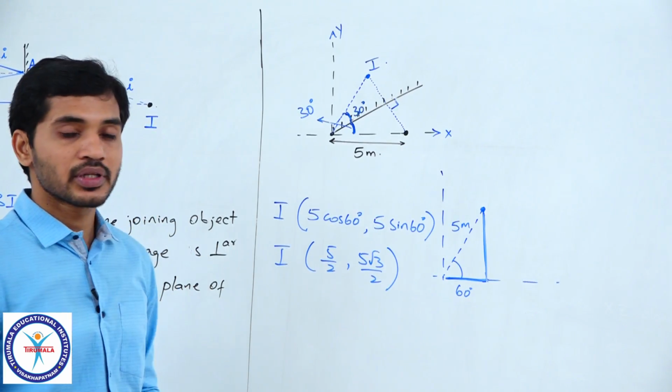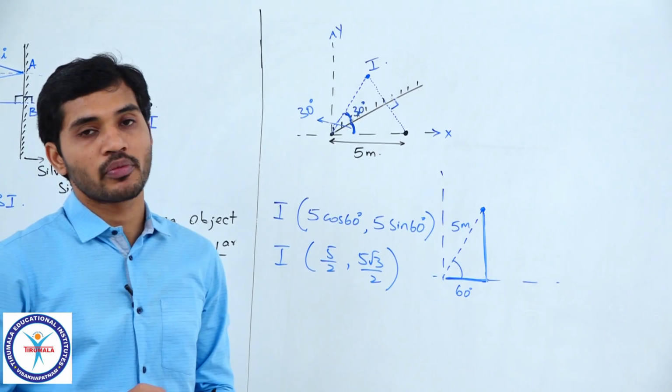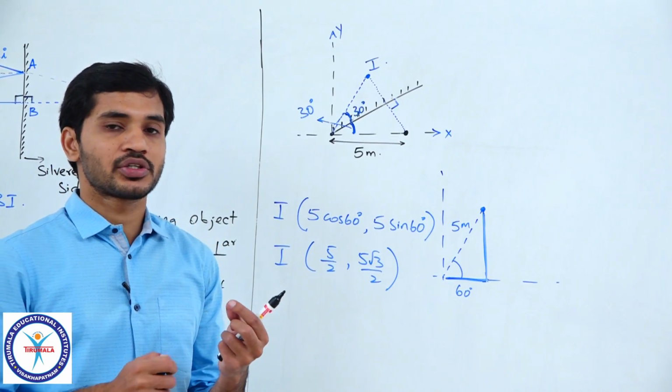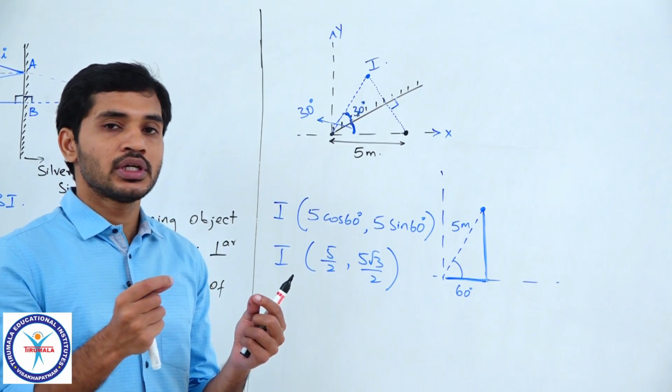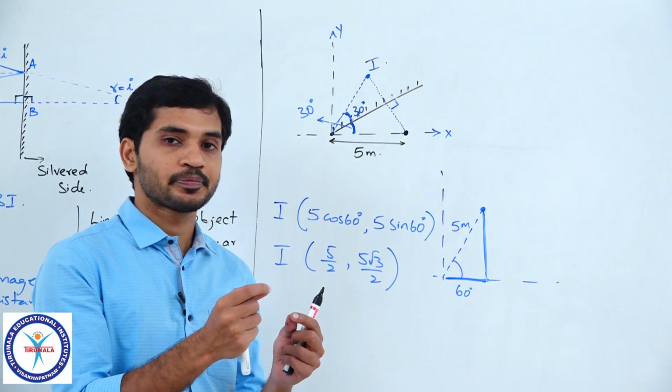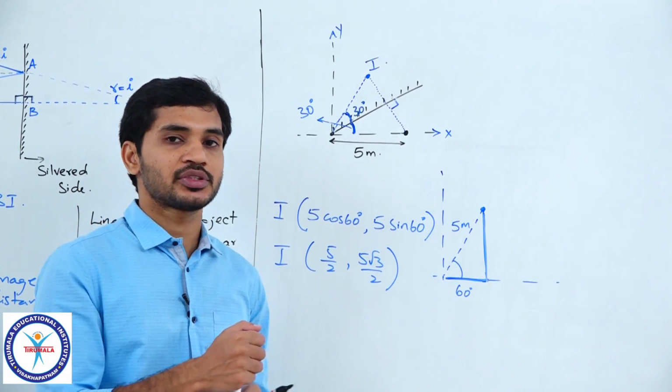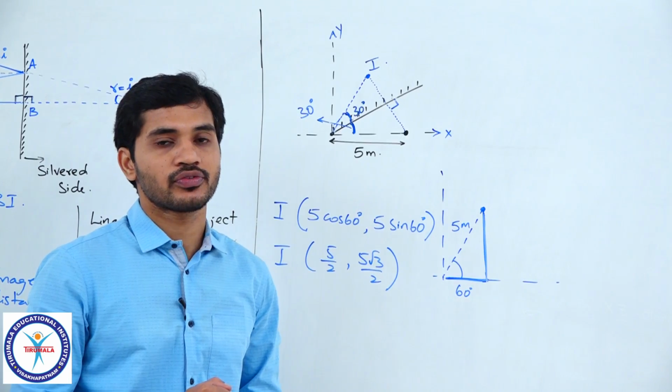So, this is a very simple way of analyzing image formed with a plane mirror. Always make sure that you take a point, the object, and draw a perpendicular onto the mirror, extend by the same distance behind the mirror, and that would be the location of image.